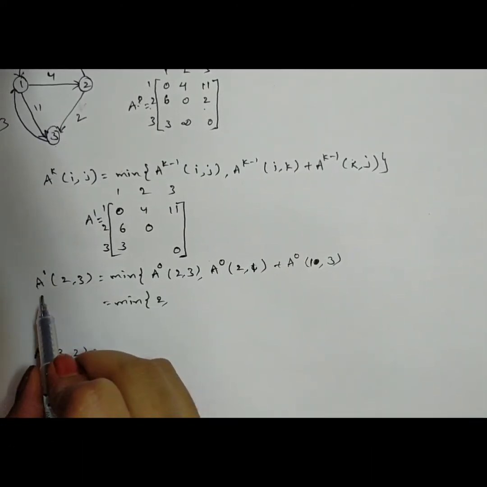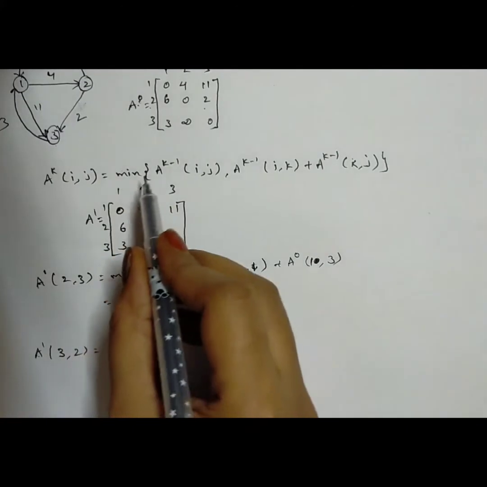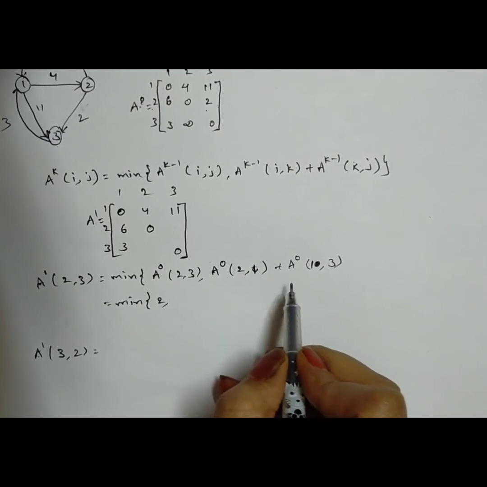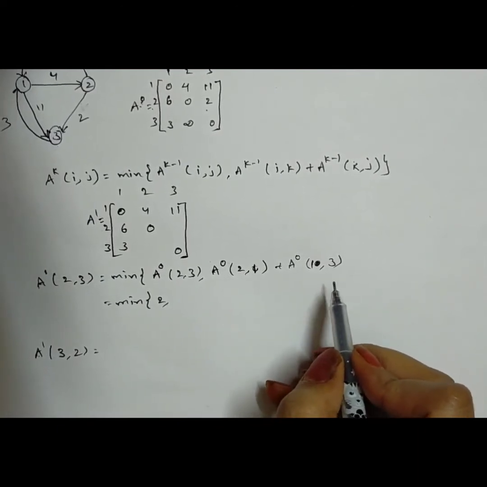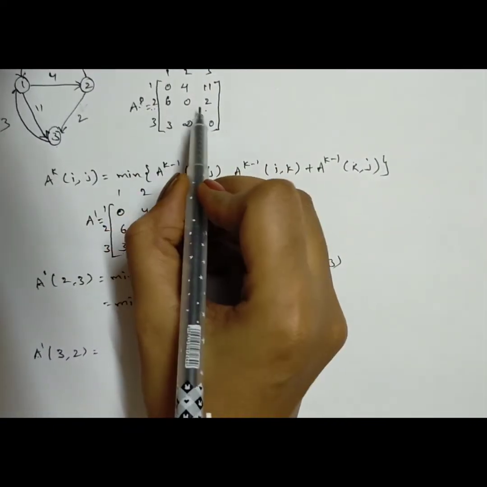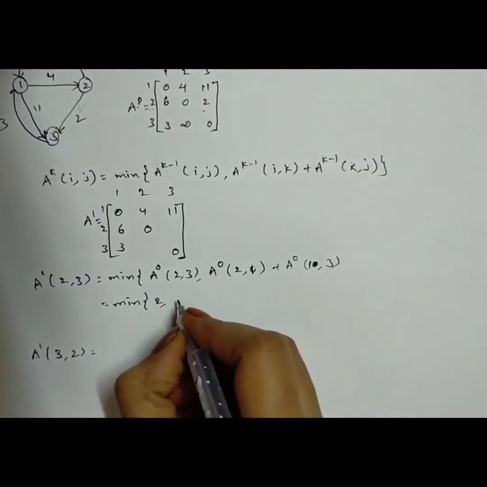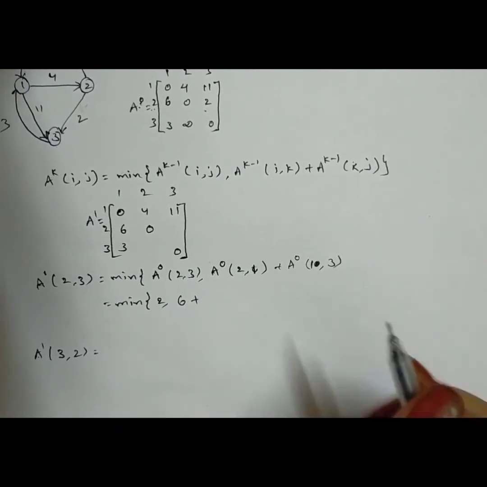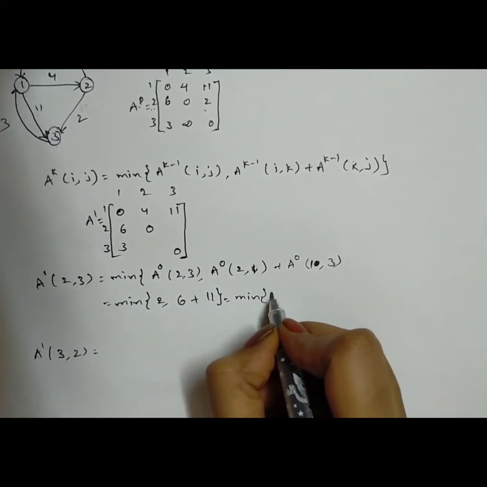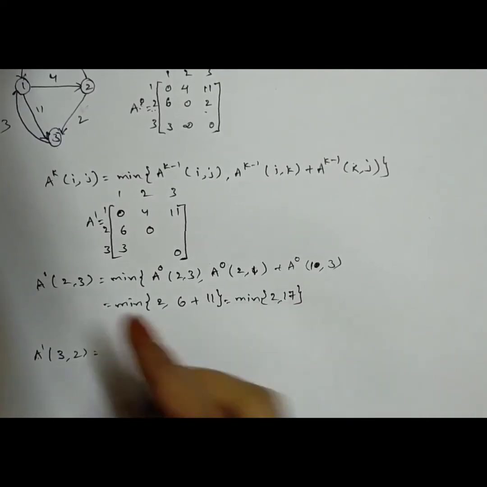First, the value of A1 of 2 comma 3. For finding the value for this ordered pair, we'll use the same formula: minimum of A0 of 2 comma 3, comma A0 of 2 comma 1 plus A0 of 1 comma 3. Now we'll take the values from this matrix. A0 of 2 comma 3 value is 2, and A0 of 2 comma 1 is 6, plus A0 of 1 comma 3, which is 11. So minimum of 2 comma 17. Of these two values we'll take the minimum, so the minimum value is 2.